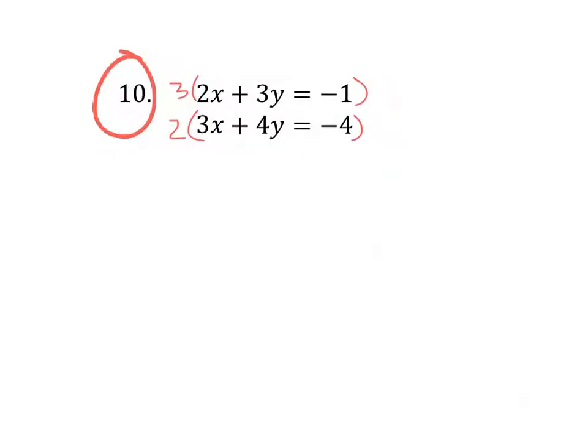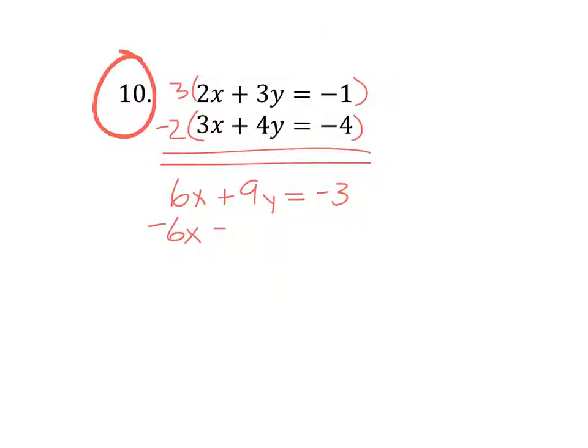But remember, I don't want them to be 6x and 6x. I want them to be 6x and negative 6x. So you just got to choose one of them. I'll just make the bottom one negative. Okay? So now I'm ready to add down. So I get 6x plus 9y equals negative 3 when I multiply out the top equation. Okay, bottom equation, I get negative 6x minus 8y equals a positive 8. And now I have opposites, now I'm ready to add down.